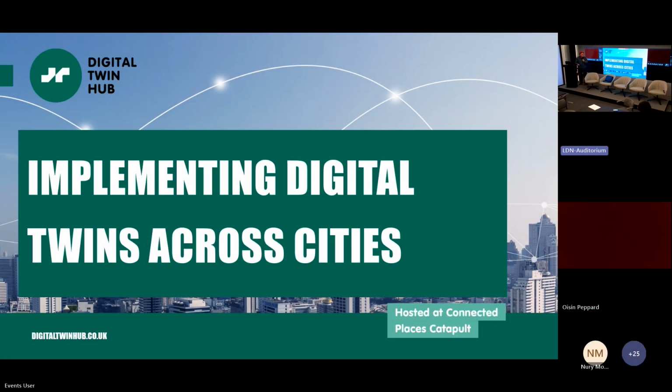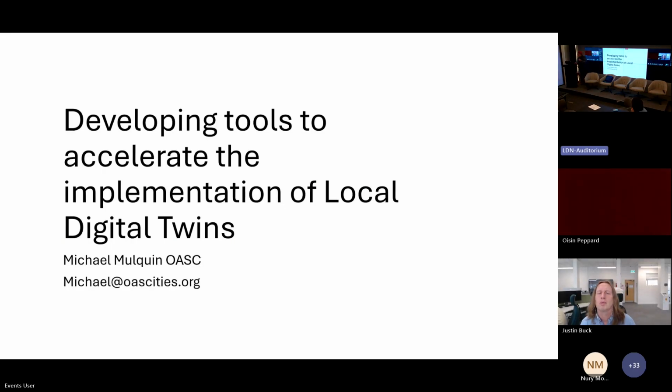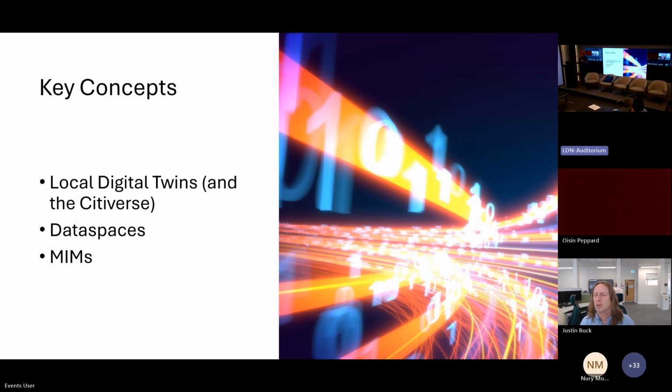Okay, great to be here. I'm representing Open and Agile Smart Cities, but I did work for the Catapult some years back, and I've been a member of the Digital Twin Hub for quite a while, although I'm not being as active as I should be. Developing tools to accelerate the implementation of local digital twins.